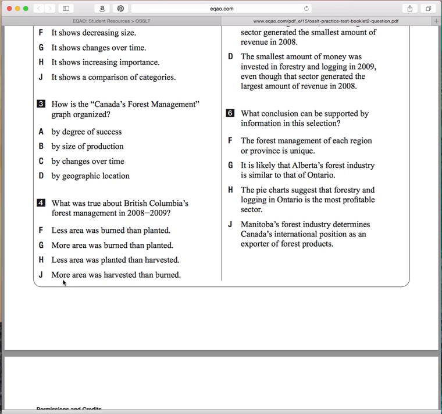More area was harvested than burned. That's not true because more area was burned than any of the other categories. So G is the correct answer here.